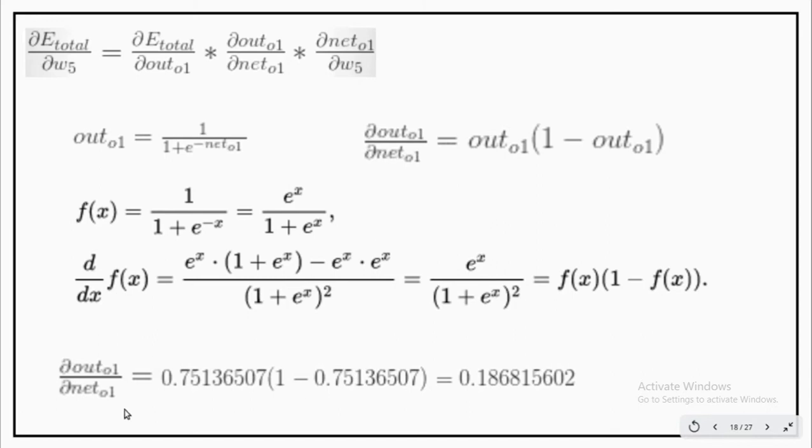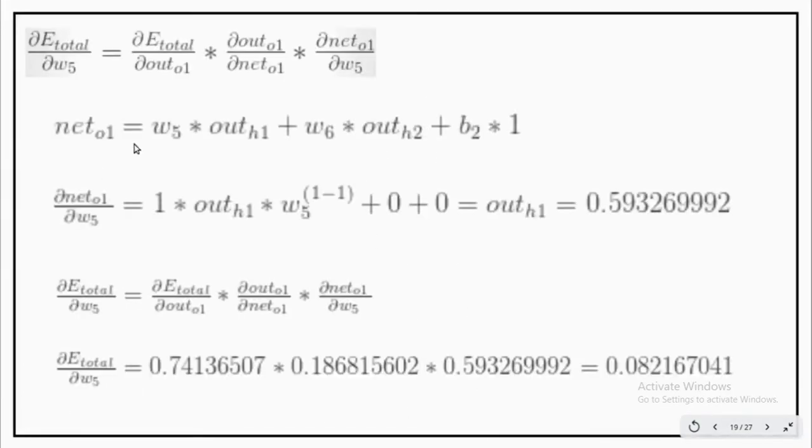Now we have calculated first two terms, the last term is remaining, net O1 with respect to W5. So when we will calculate it, you know the formula of net O1. When we will differentiate it with respect to W5, then the last two terms will be considered as constant and its differentiation will be 0, and finally we will get the answer as 0.5932. Now we have calculated all the three values, substitute it, and you will get the final total error with respect to W5. But still we have just got the total error with respect to W5. We have to now update the weight.